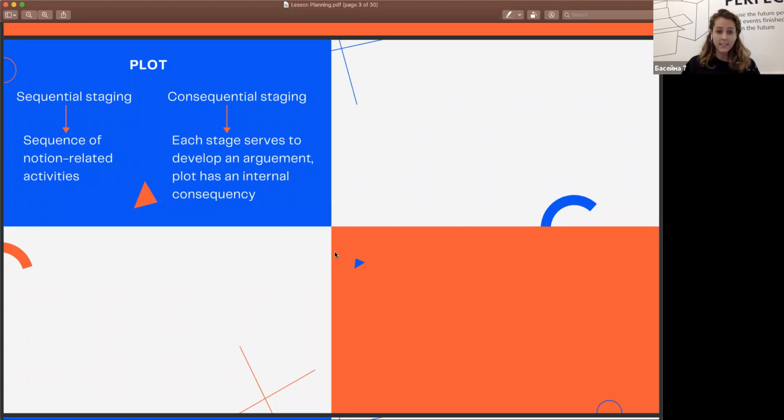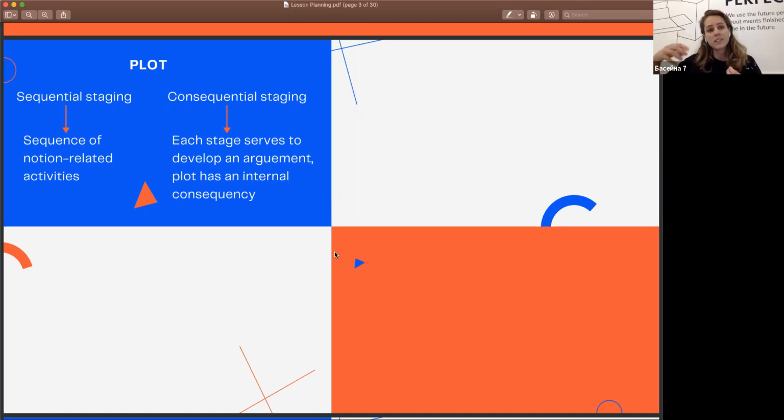Because in this case, we have an internal consistency of the class, and there is coherence. It means that each stage of a lesson serves to develop some argument, something that we want to achieve at the end of the class. When I was a newbie teacher, and this is something I observe when I go to novice teachers' classes, at the beginning we still tend to have more sequential staging, when it's just a sequence of activities, sometimes just notion-related activities.